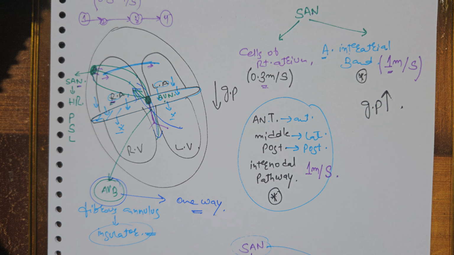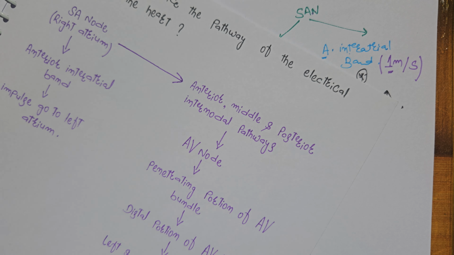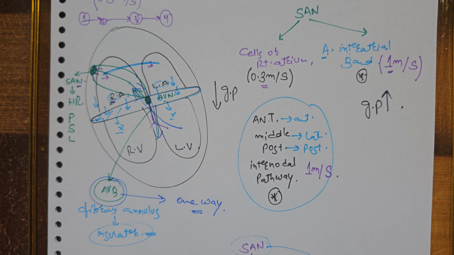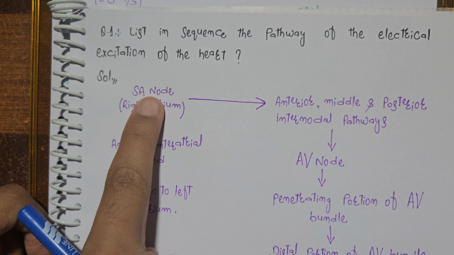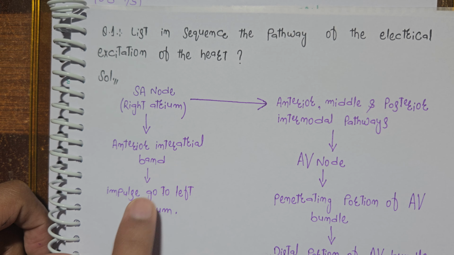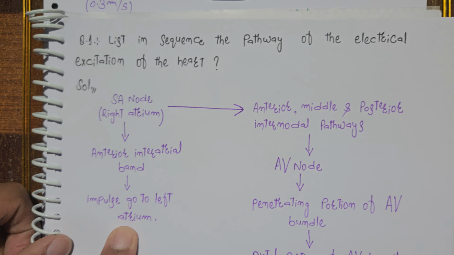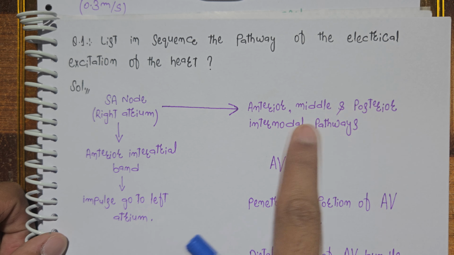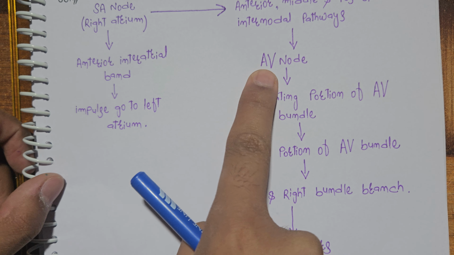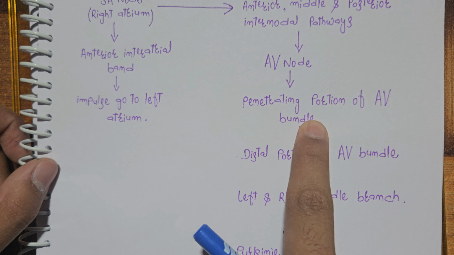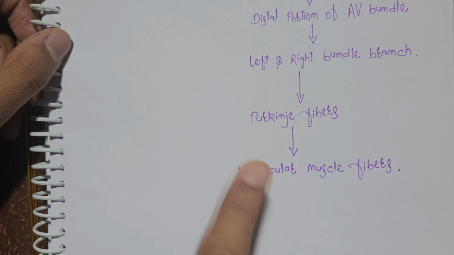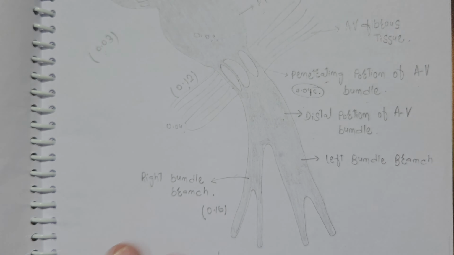Clear? Now I will show you my notes. You will find these notes in my Telegram channel. Go check them out. Impulses generate in the SA node, then they go to the anterior interatrial band, then the impulses go to the left atrium. Similarly, they go to the anterior, middle and posterior internodal pathways, then the impulses go to the AV node, then the penetrating portion of the AV bundle, then the distal portion. This part we will study in the next video. Clear? This is the diagram.